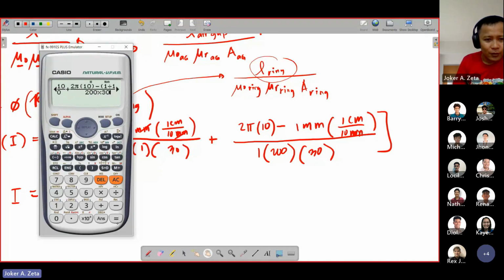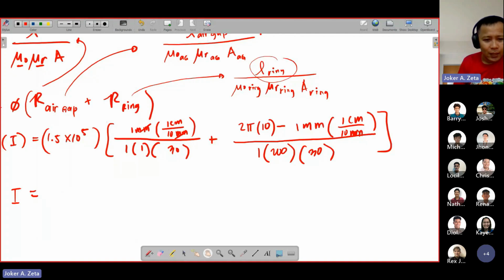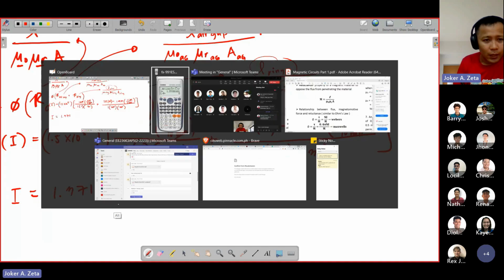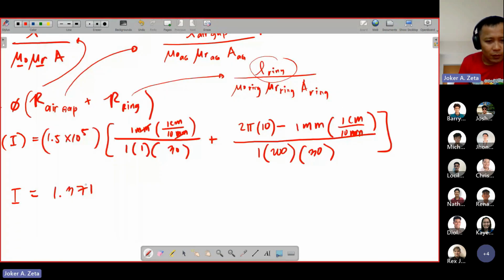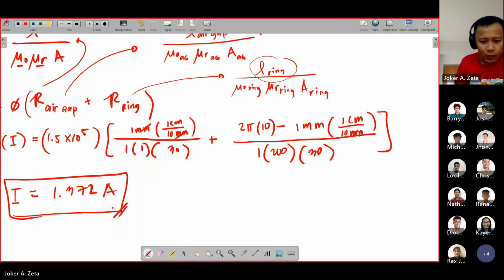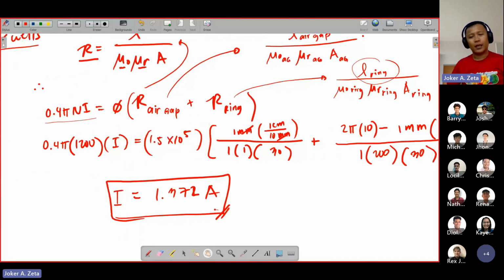So, the answer is 1.371. This will be the current. The current is 1.371. Hopefully you encoded it in the calculator correctly and have this answer.